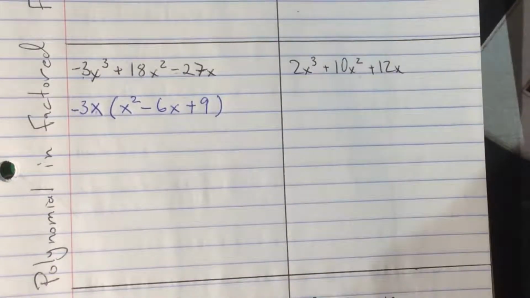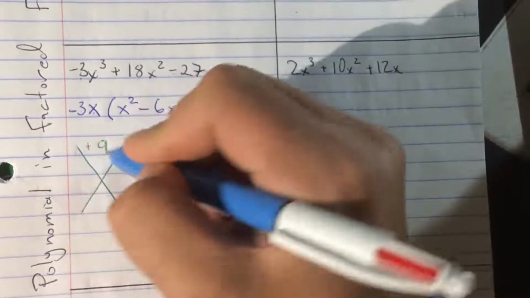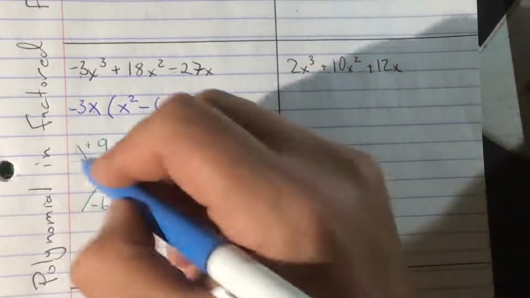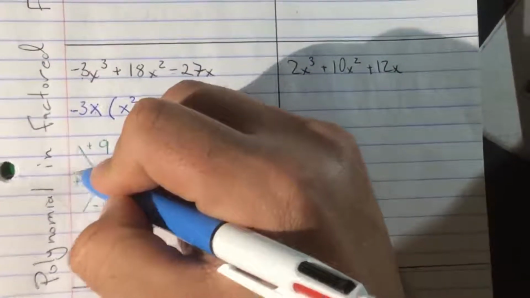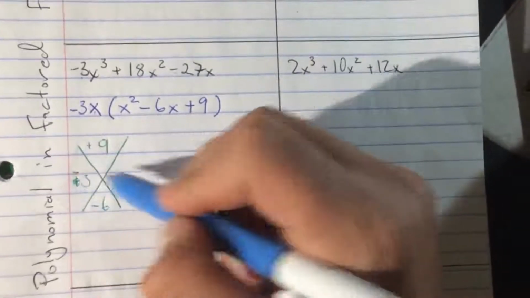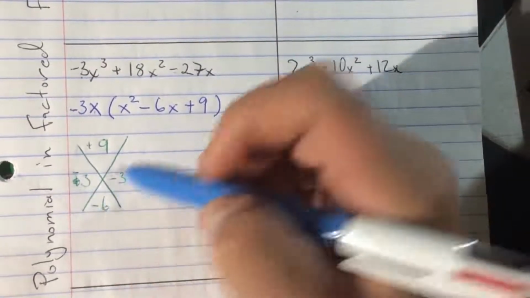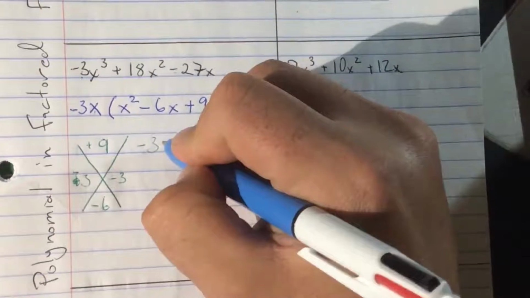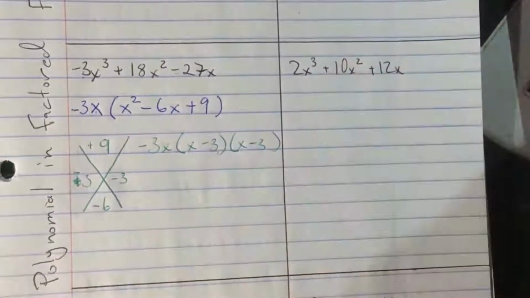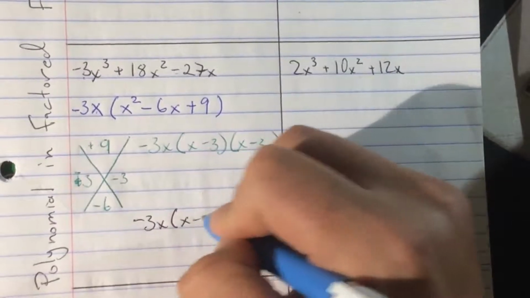So now we can do our magic x. We need numbers that multiply to equal positive 9 and add to equal negative 6. The easiest one we can see here is minus 3 and minus 3. Negative 3 times negative 3 gives us a positive 9, and negative 3 plus negative 3 gives us a negative 6. This means it would be negative 3x times x minus 3 times x minus 3, but we can rewrite this as negative 3x times x minus 3 squared.